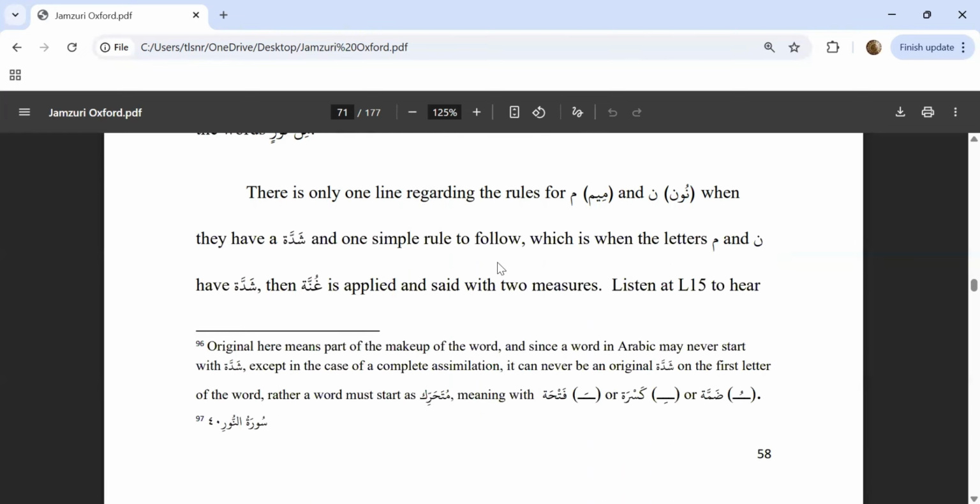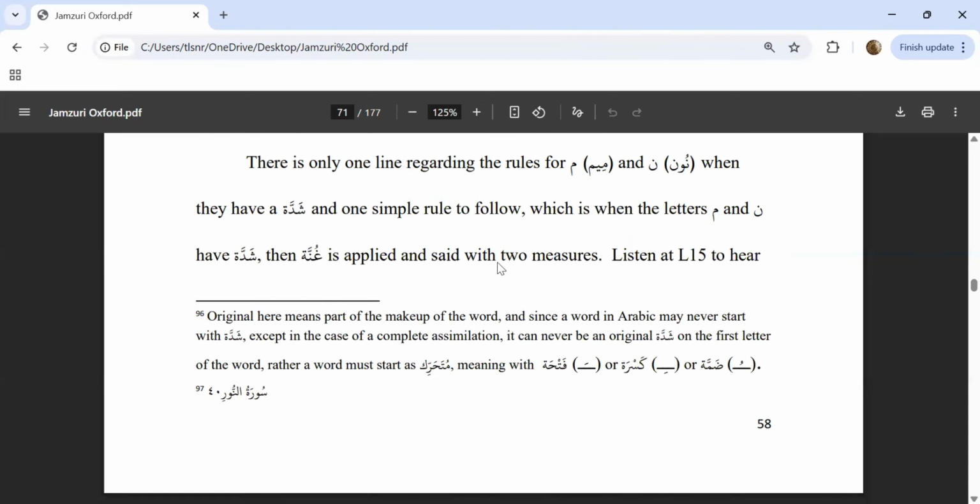So as I said, there is only one line. For those of you who are memorizing the lines for your ijaza, inshallah, this rule will be quite easy for you. And perhaps that will give you some extra time in the week to reinforce your previous lines that you've been working on, inshallah.